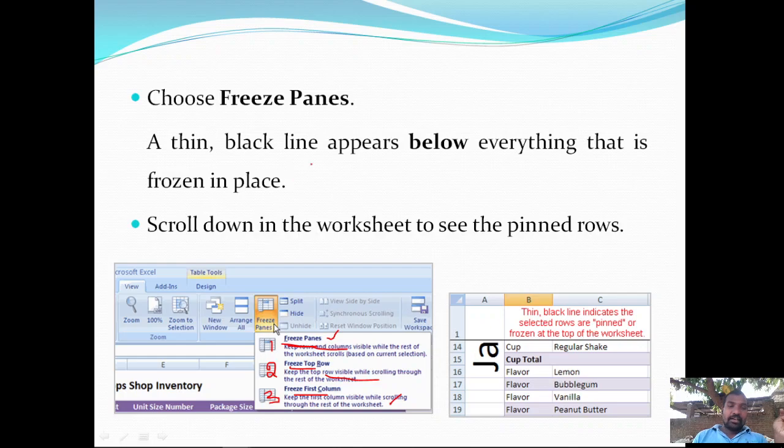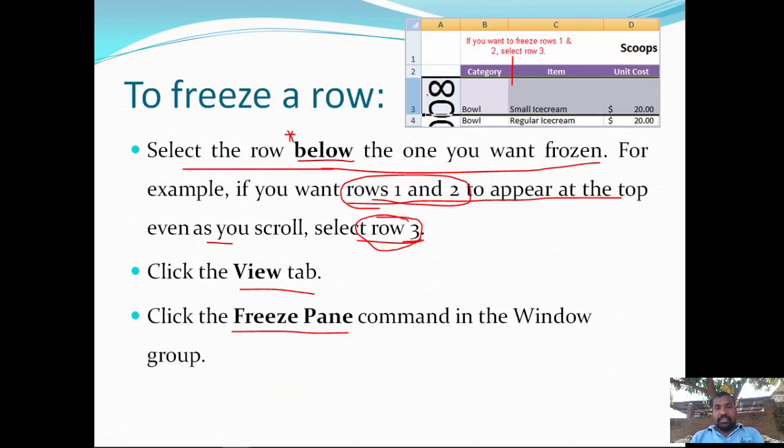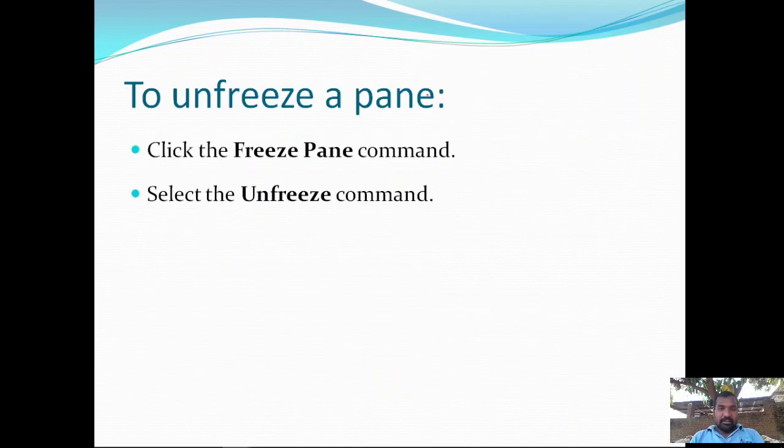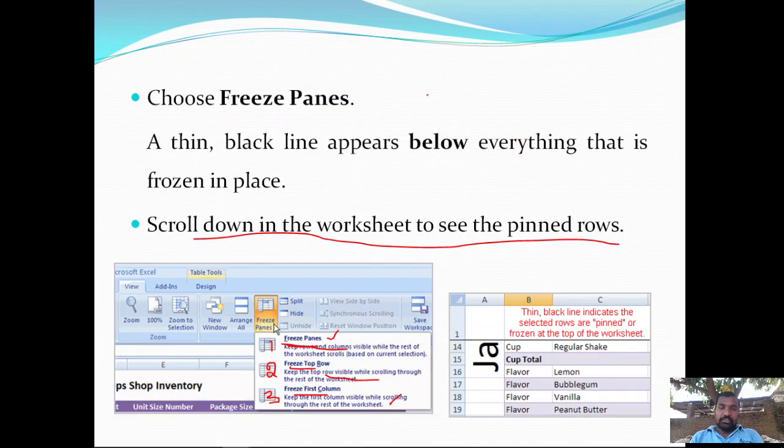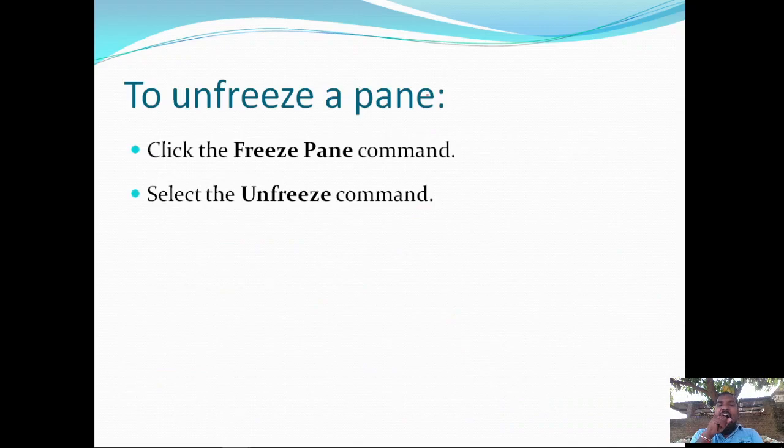A thin black line appears below everything that is frozen in place. Scroll down the worksheet to see the pinned rows. So this is about freezing a row. If you want to unfreeze a pane, what you need to do is click on the Freeze Panes command and select the Unfreeze command.